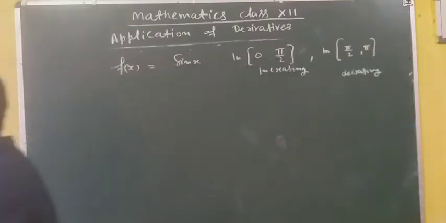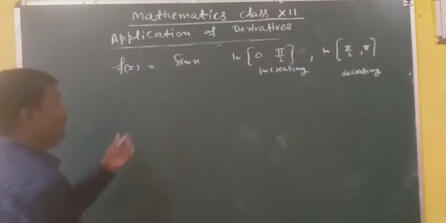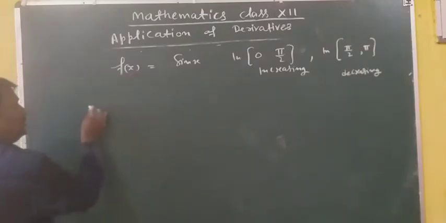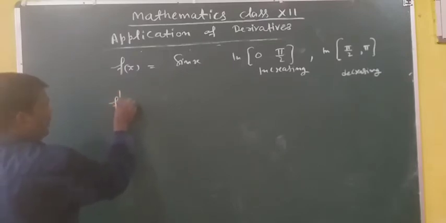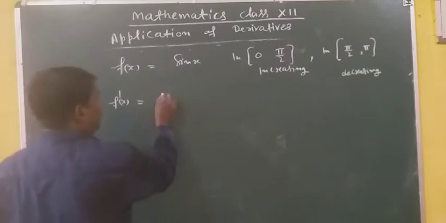So you have to show it. How will you do it? First of all, you can differentiate it. Find f dash x. So f dash x is equal to what? Cos x.